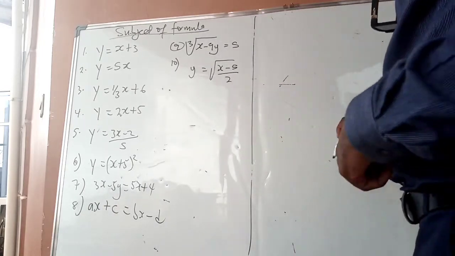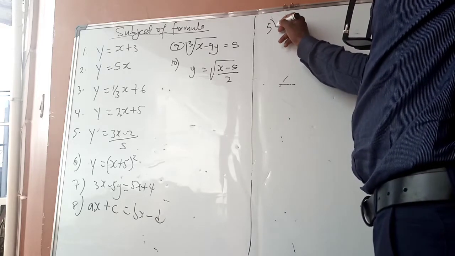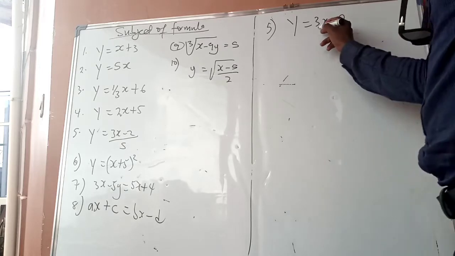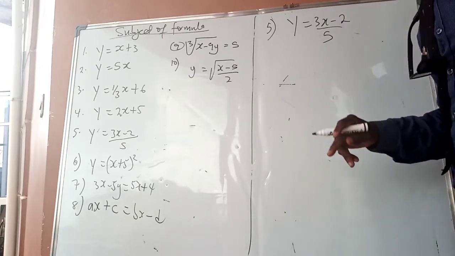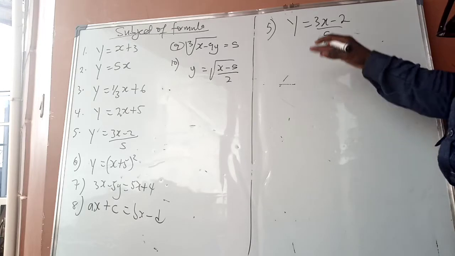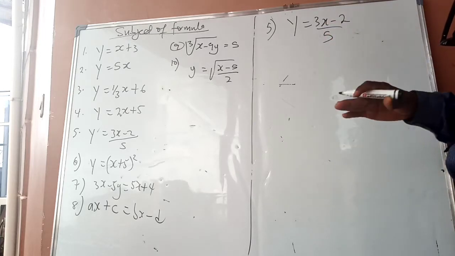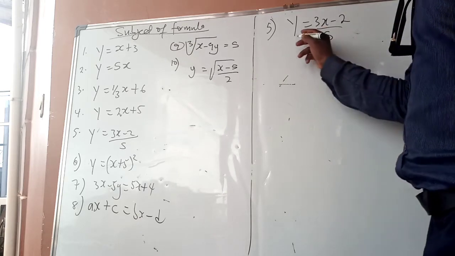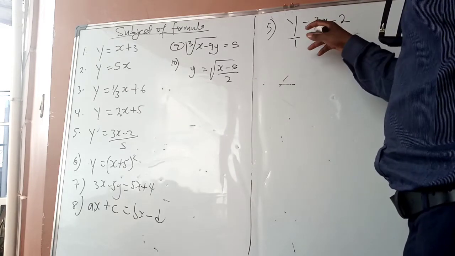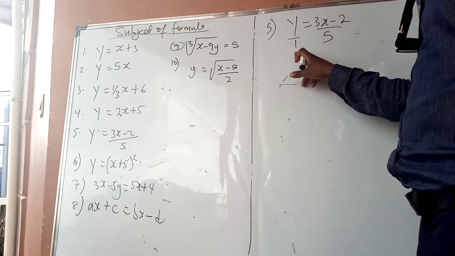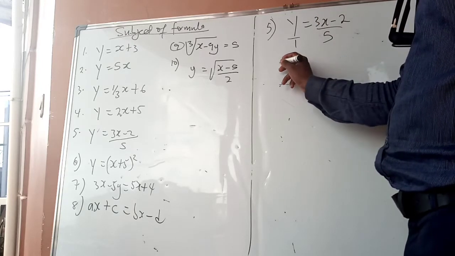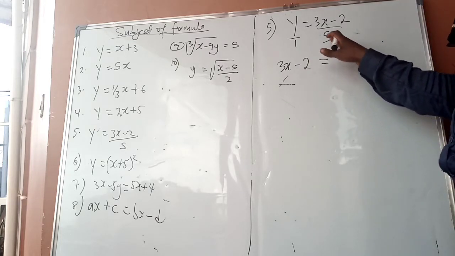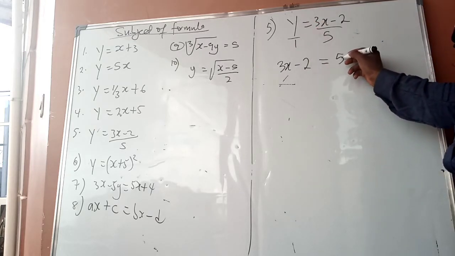Here in number 5, we have y equals 3x minus 2 all over 5. Whenever you have a fraction like this, it is wise to cross multiply, isn't it? If you cross multiply, 3x minus 2 is going into 1, so I have 3x minus 2 equals 5 times y, which gives me 5y.